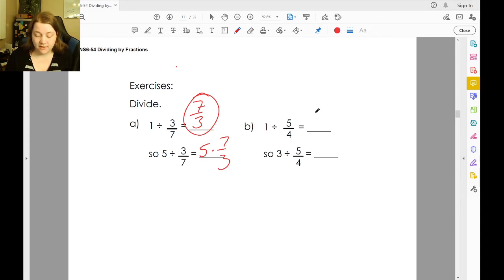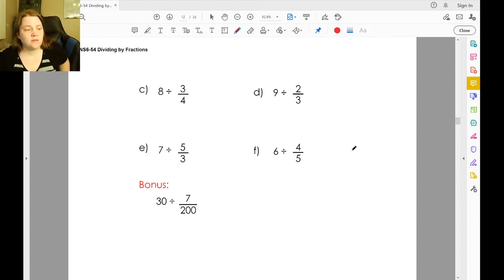1 divided by 5/4 is 4/5. So 3 divided by 5/4 is the same as saying 3 times 4/5. What you might notice here is that we're doing something called multiply the reciprocal. This is a strategy that is used when you are dividing by fractions. So the first thing you need is, essentially, you need a fraction for the first one.